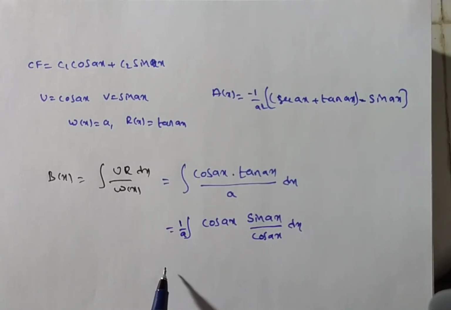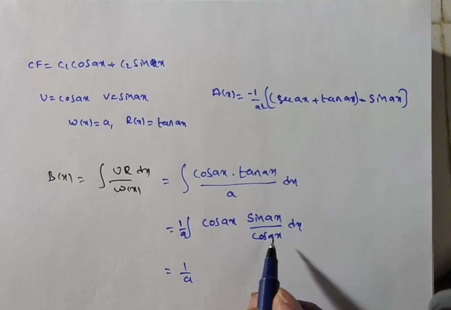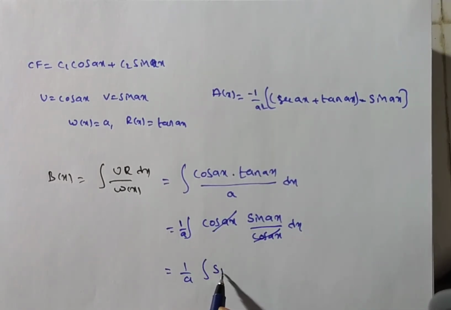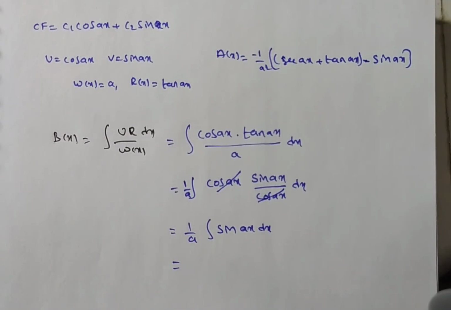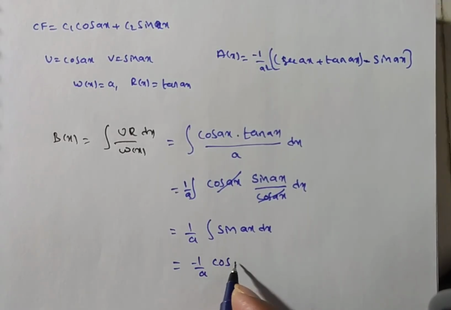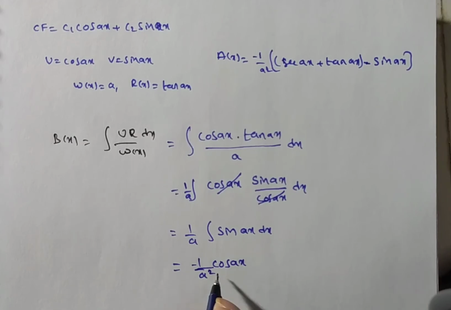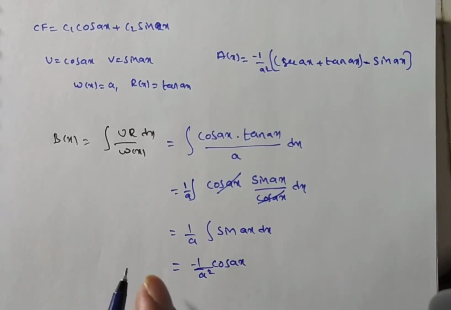Yes or no? Now this is 1 by a times, numerator cos ax and denominator cos ax getting cancelled. Then I will have integral of sin ax dx. So sin ax integration is what you have: 1 by a times minus cos ax by a, so minus cos ax by a square, that's it. So this is the b of x value.